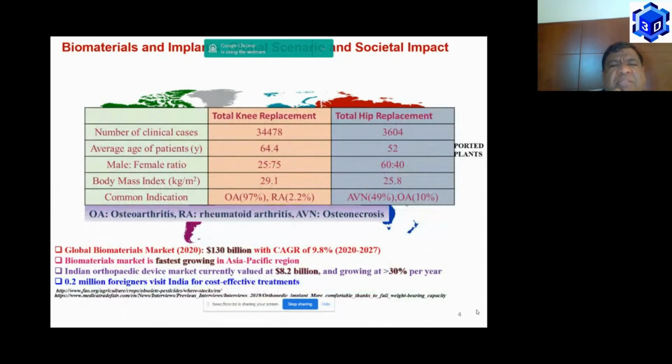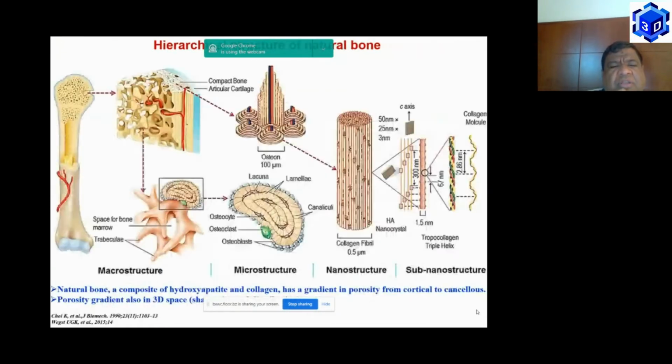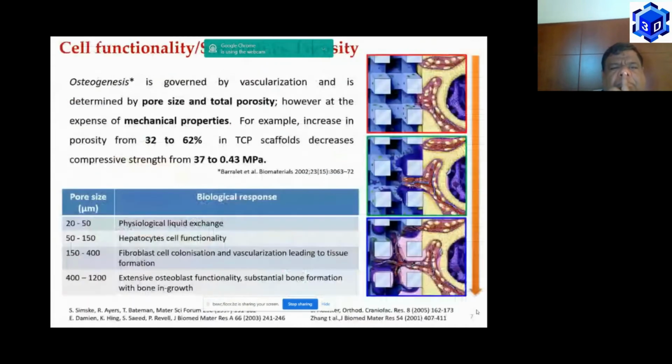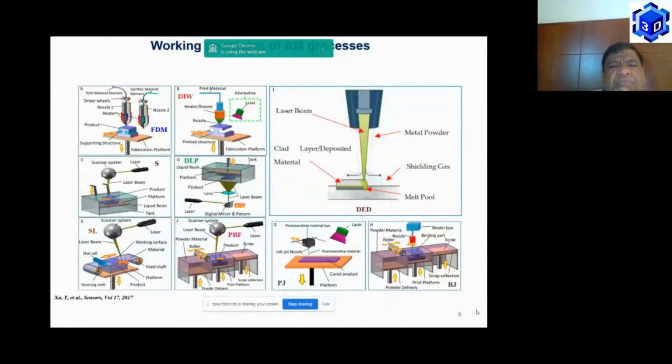And in terms of numbers, almost 34,500 clinical cases of total knee and 3,600 total hip replacements are recorded in the Indian registry. Okay, so in this presentation, I'll be mostly concentrating on this binder jet 3D printing that is in the right hand corner, which has been mentioned here.